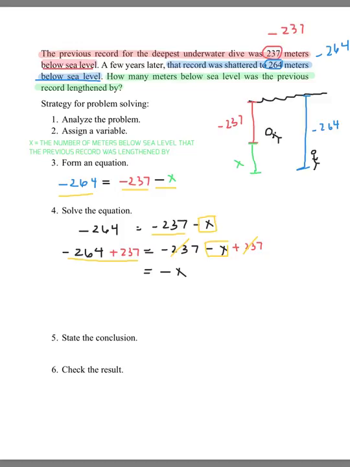So we can do the absolute value of negative 264, which is going to be a positive 264. And we're going to do the absolute value of 237, which is equal to 237. And now the bigger of these two is definitely 264. So we're going to subtract 237 from 264.